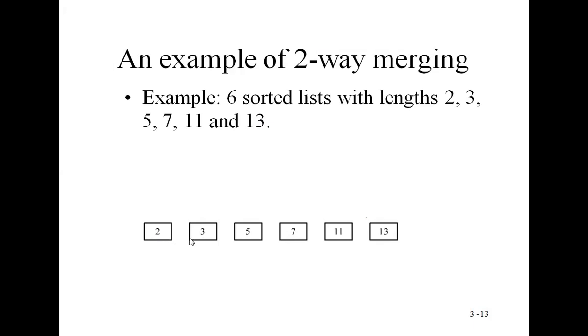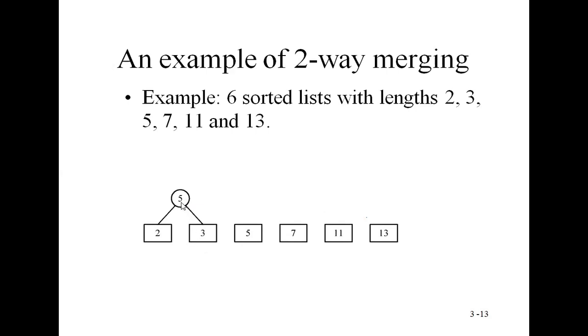First you can merge 2 and 3, since 2 and 3 are shorter in length compared with the remaining file sizes. When you compare, this file size is 2 records, this file size is 3 records, so you can combine 2 and 3, you will get 5.